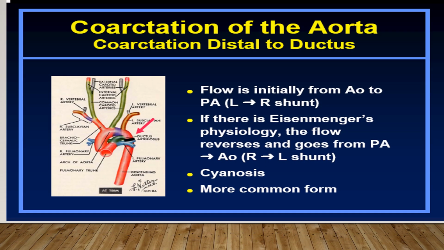So this is an image of postductal coarctation, the most common type. In this case, flow is initially from the aorta to the pulmonary artery, a left to right shunt. And if there is Eisenmenger physiology, the flow reverses and goes from the pulmonary artery to the aorta, or it becomes a right to left shunt. Cyanosis occurs later in life, and it's the more common form.